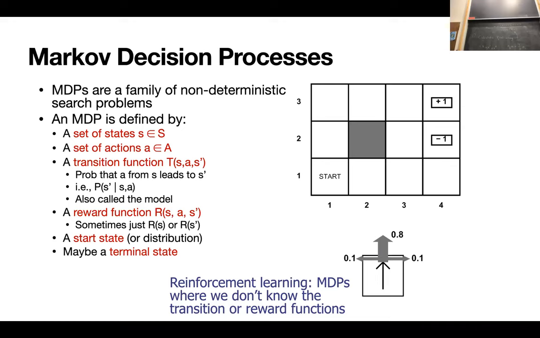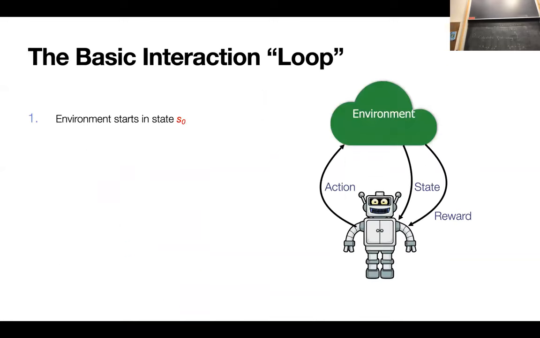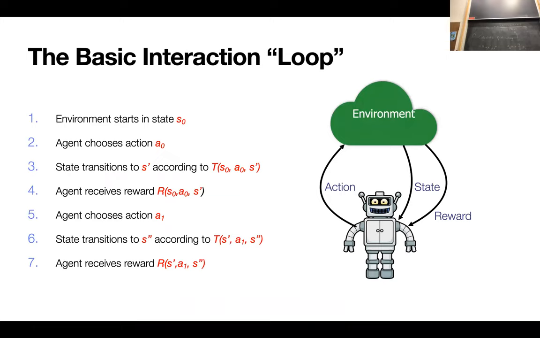This T. We also have a reward function R, which tells us the reward when we start in state S, take action A, and then end up in state S prime. What's the reward that we get upon landing in state S prime? We have a start state and we also have a terminal state. So these are the definitions that we're going to use. Is it all clear? Just definitions so far. And we stopped here.